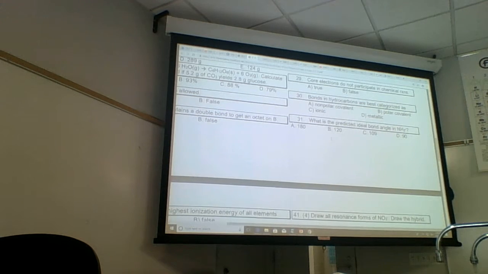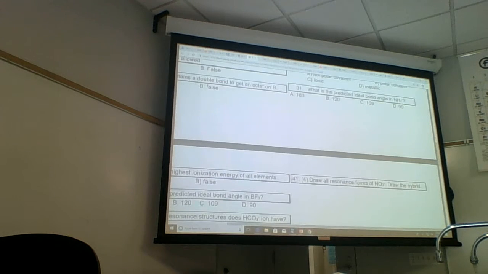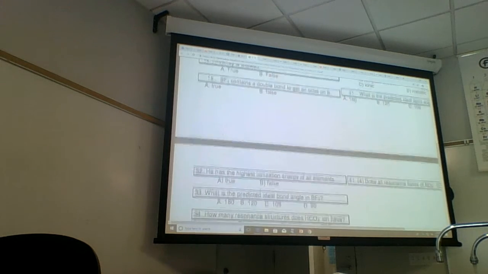31. What is the predicted ideal bond angle in NH2 minus? 109 is correct, because around nitrogen, how many lone pairs do we have in NH2 minus? 2 lone pairs and 2 bonded atoms. So it's tetrahedral, it should be 109. That's correct. NH2 minus is the amide.